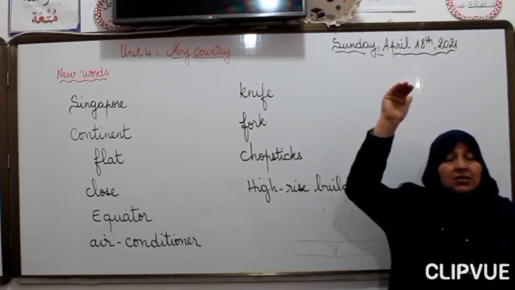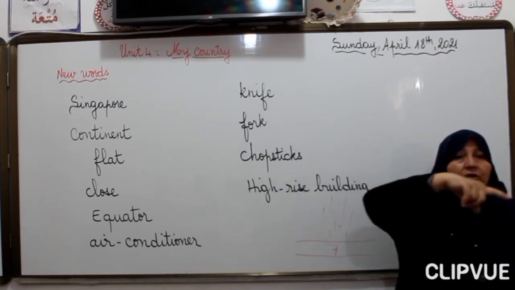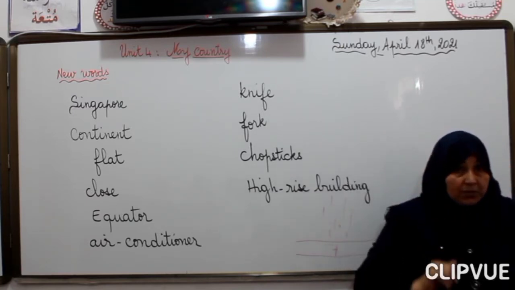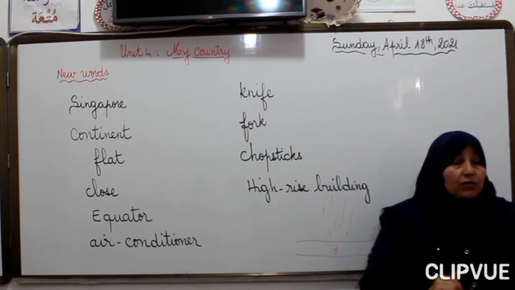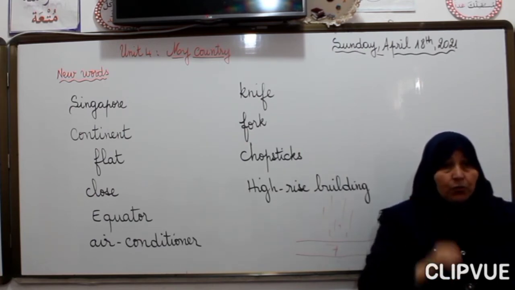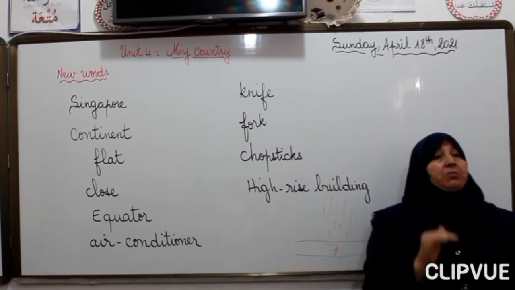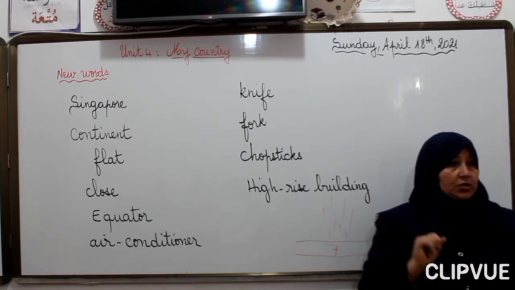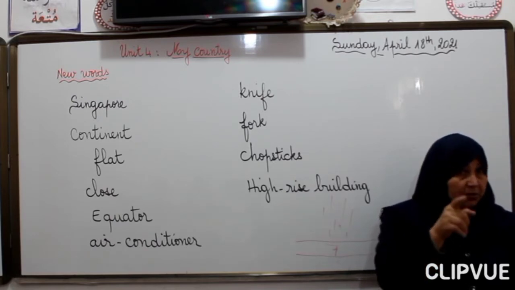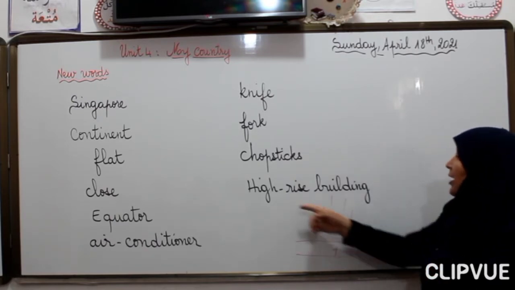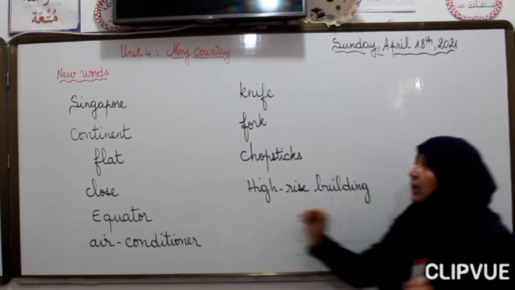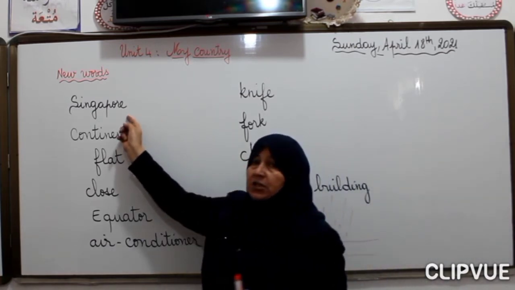Sky buildings. Good. Skyscrapers. Do you remember? Yes, the Bloom family. The Bloom family, one of the members was making skyscraper models in the living room. Do you remember now? Yes. Good. High-rise building. Okay? Now, did you get the meaning of Singapore?